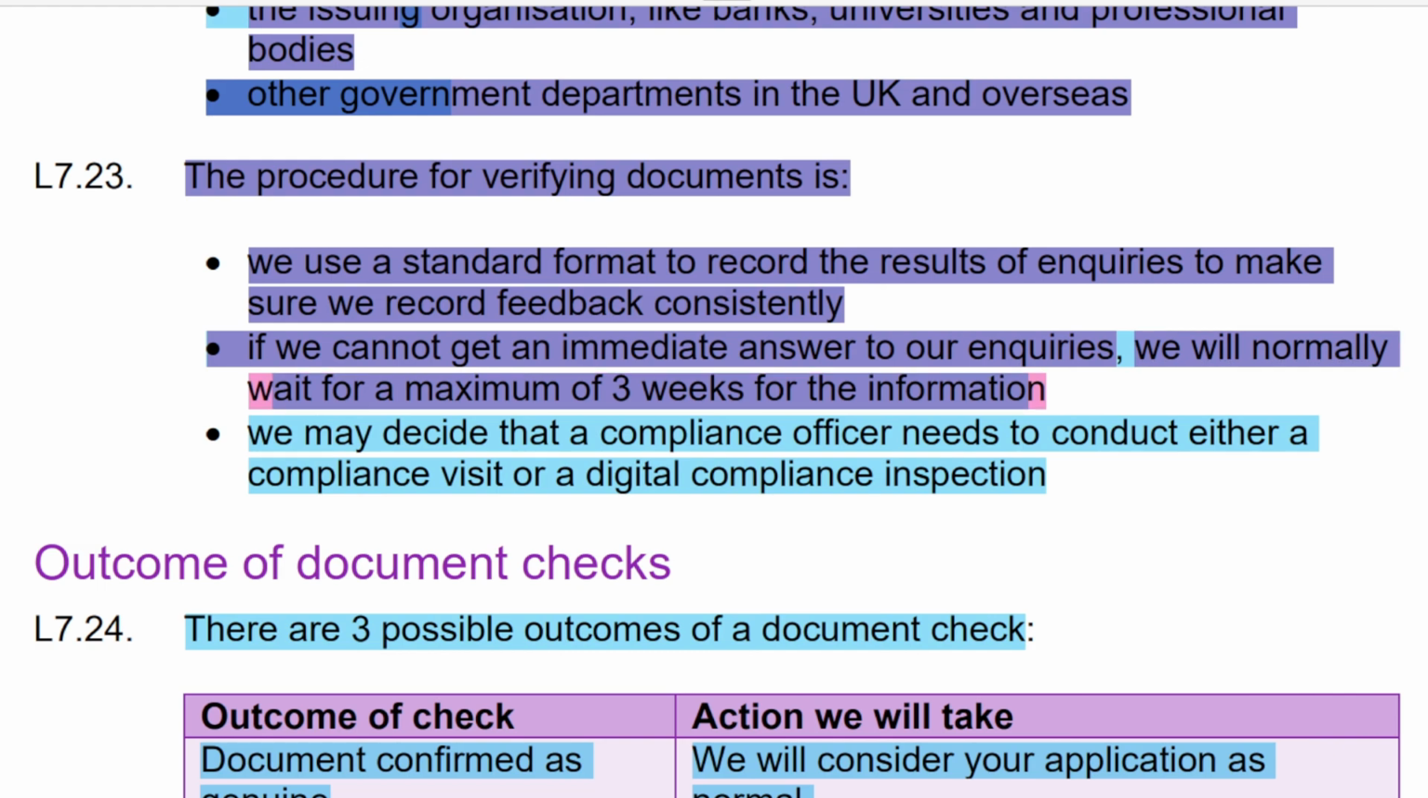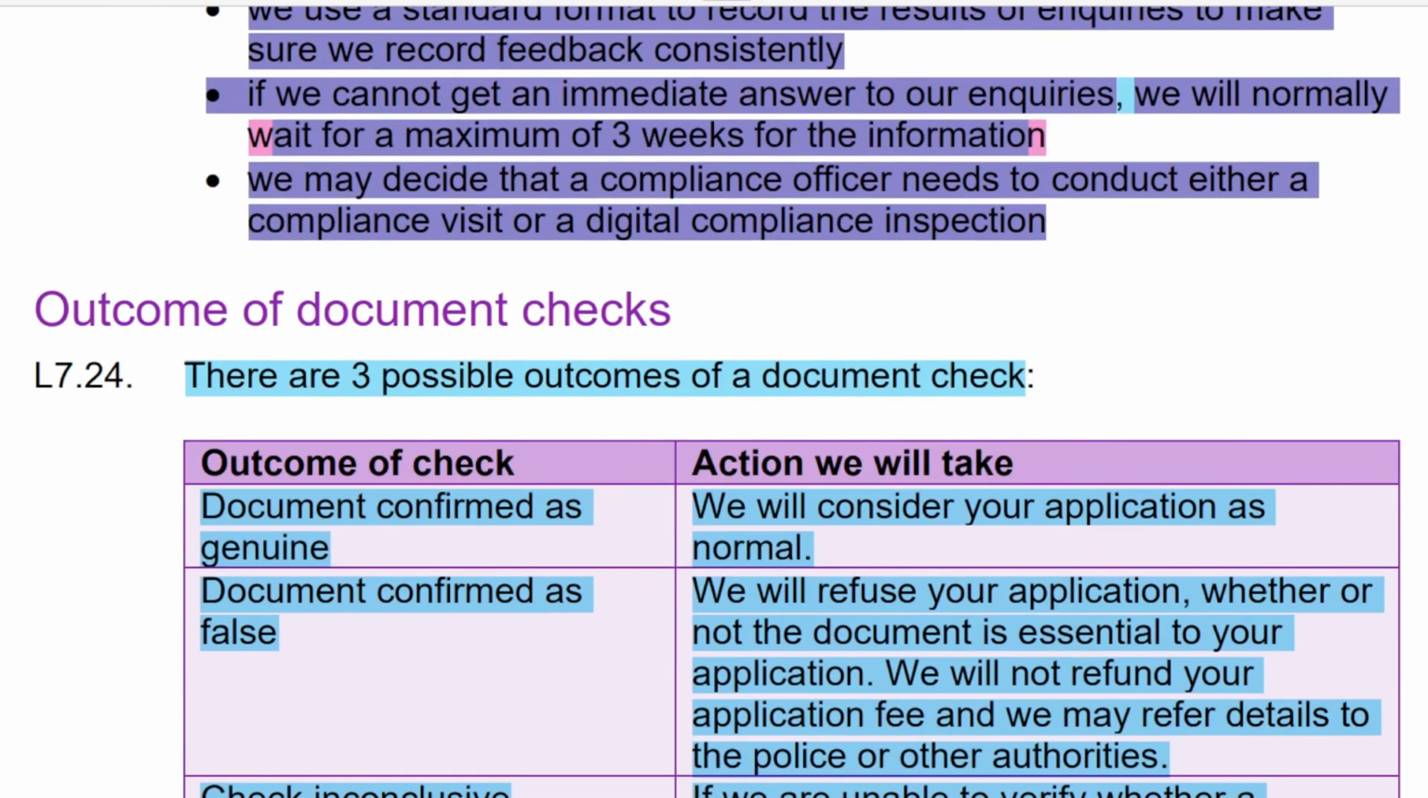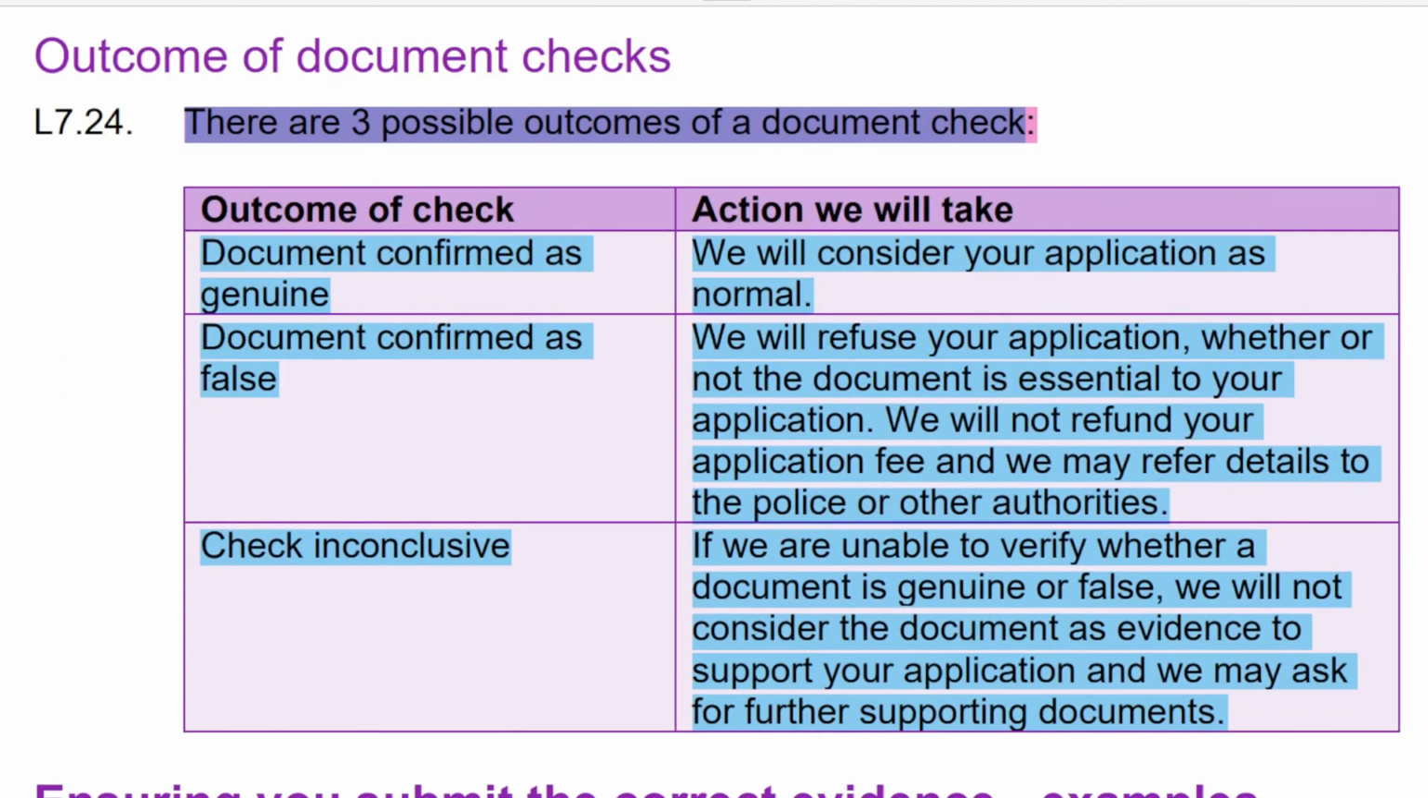Many applicants apply for the sponsor licence and wait sometimes longer because they are waiting for the answer back on the verification of the documents. We may decide that a compliance officer needs to conduct either a compliance visit or a digital compliance inspection. There are 3 possible outcomes of the documents check.